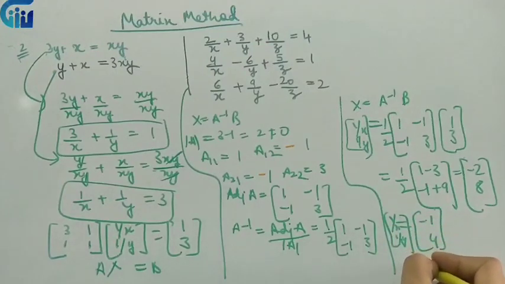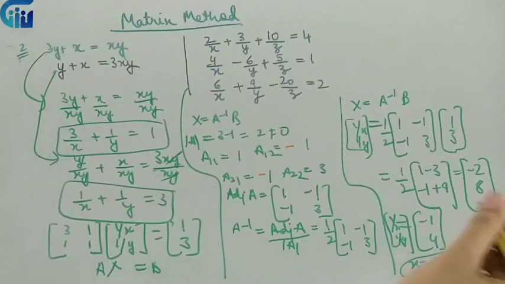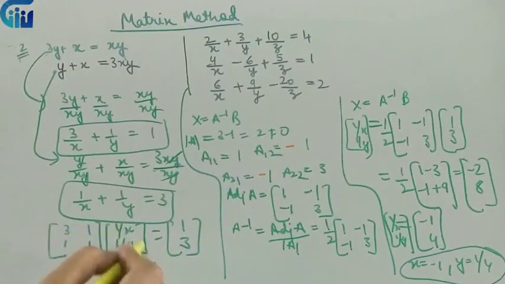So what is my x? Minus 1, and what will be my y? 1 upon 4. So this is the only difference that we have in these type of questions where we have 1 upon x or 1 upon y. In some of the books you will find it as 1 upon x is taken as u and 1 upon y is taken as v, but you can do it like this also. The only thing that you have to keep in mind is 1 upon x and 1 upon y thing.